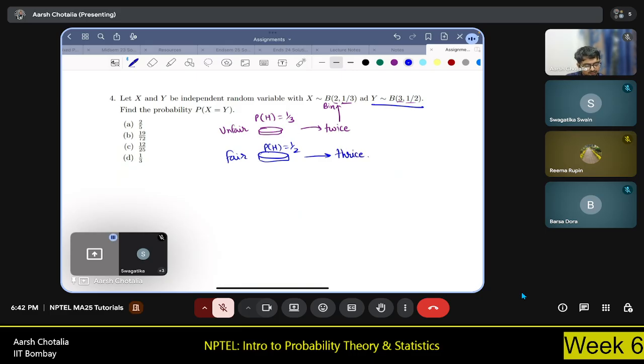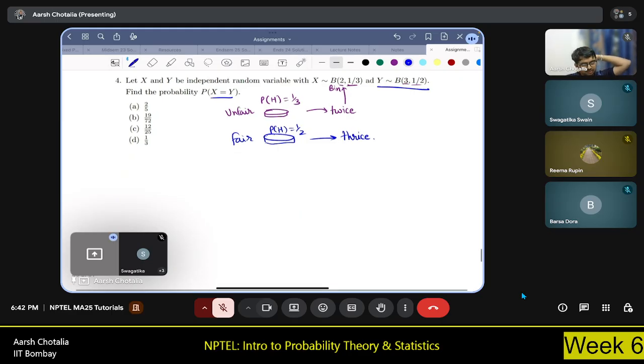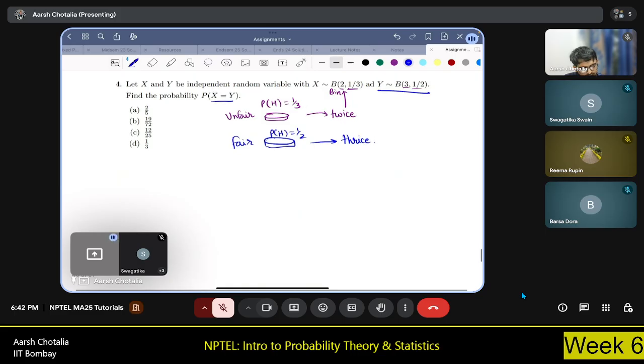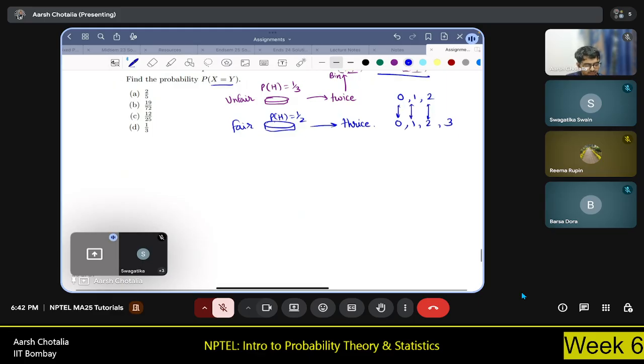And what we are asked is the probability that x is equal to y, which means the same number of heads appear on both the coins. So how can it happen? Well, it can either land heads 0 times in the first case, or once, or twice. In the other case, it could land on heads 0 times, once, twice, or thrice. But we need both of them to be equal. So either both of them are 0, or 1, or 2.